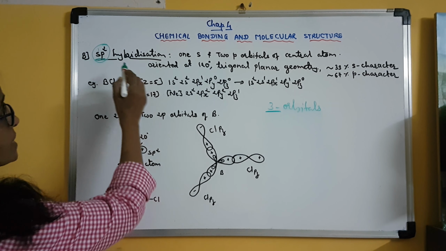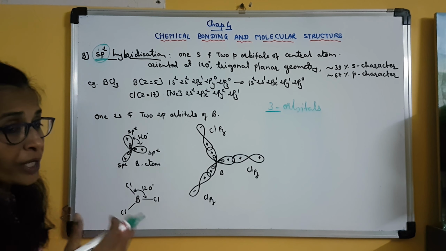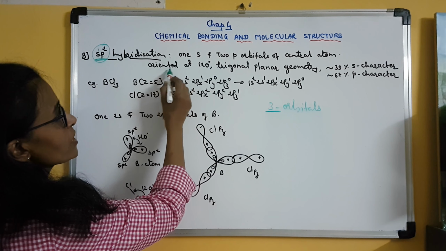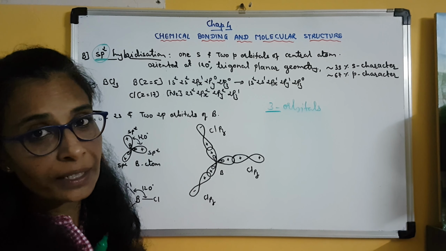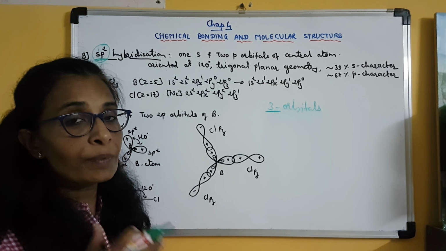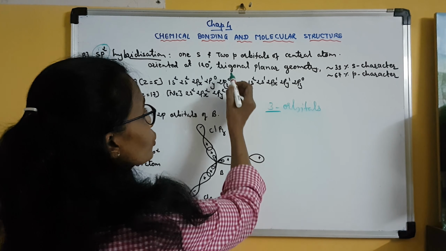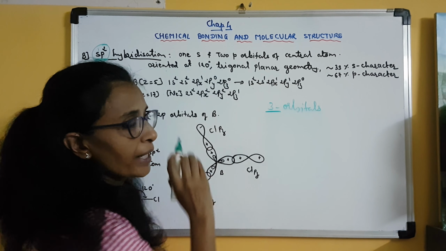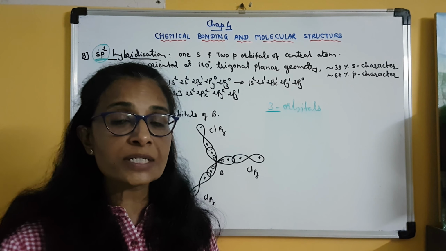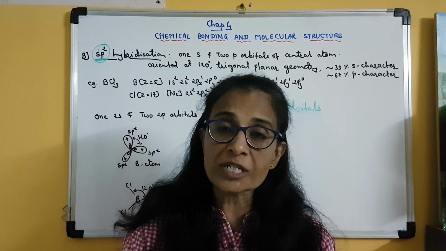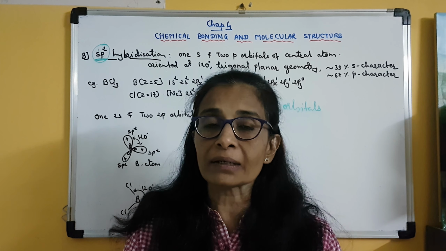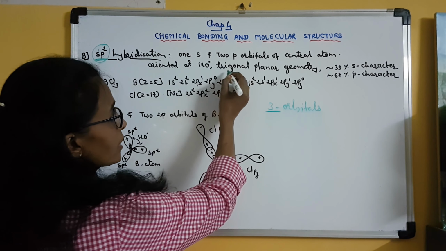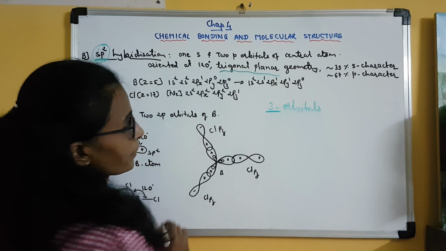Clear? So when 3 sp2 hybrid orbitals are produced, they are always oriented at 120 degrees. So the angle between them will be 120 degrees, and so the resulting geometry of the molecule will be trigonal planar. A 120 degree bond angle means the orbitals are projected towards the 3 corners of an equilateral triangle, making an angle of 120 degrees. Clear? So the resulting geometry will be trigonal planar.